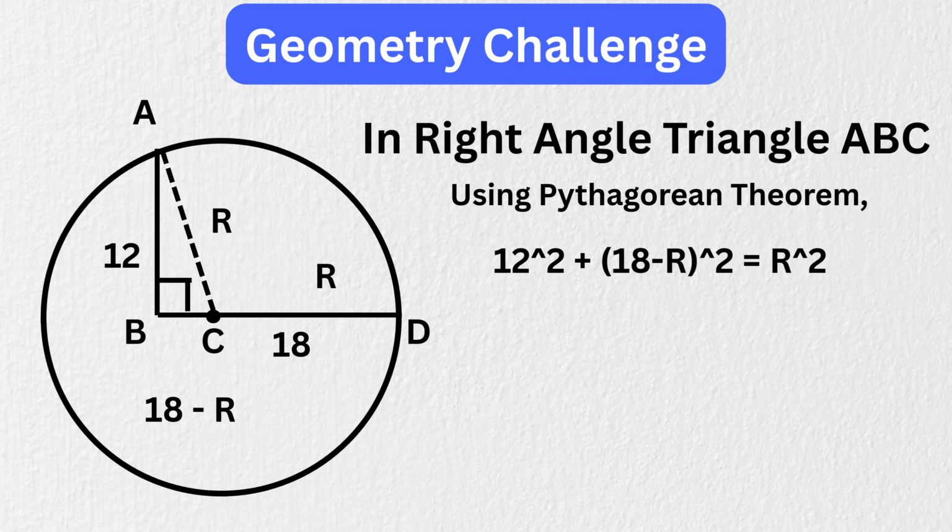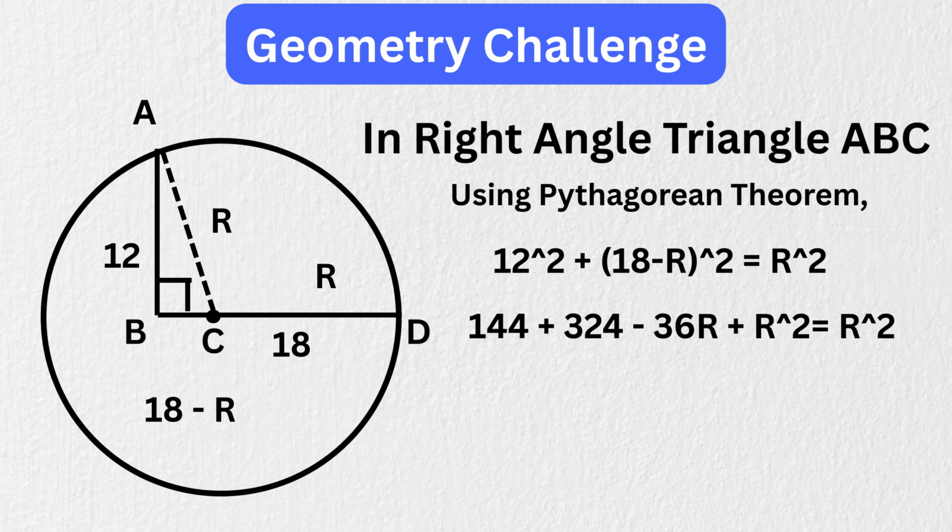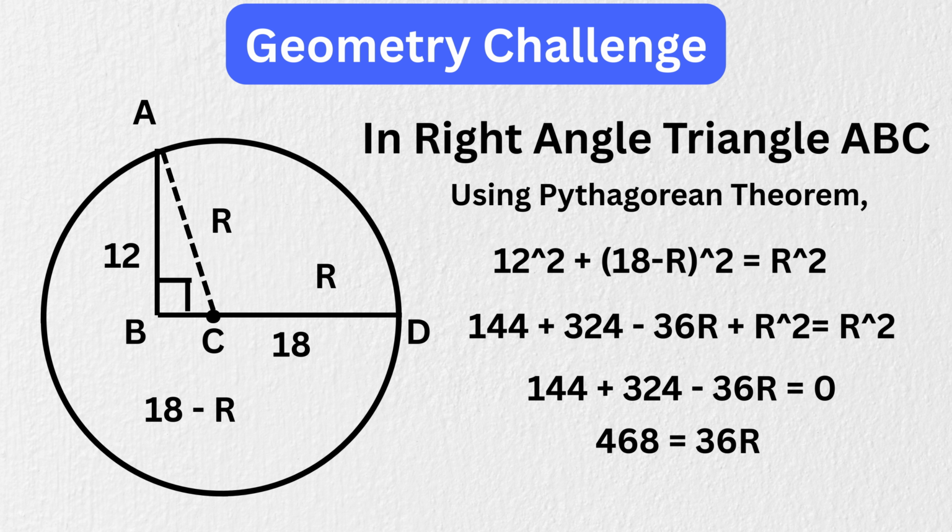We get 12 squared plus (18 minus r) whole squared equals r squared. Simplifying, we get 144 plus 324 minus 36r plus r squared equals r squared. Subtracting r squared from both sides, we have 144 plus 324 minus 36r equals 0, or 468 equals 36r.